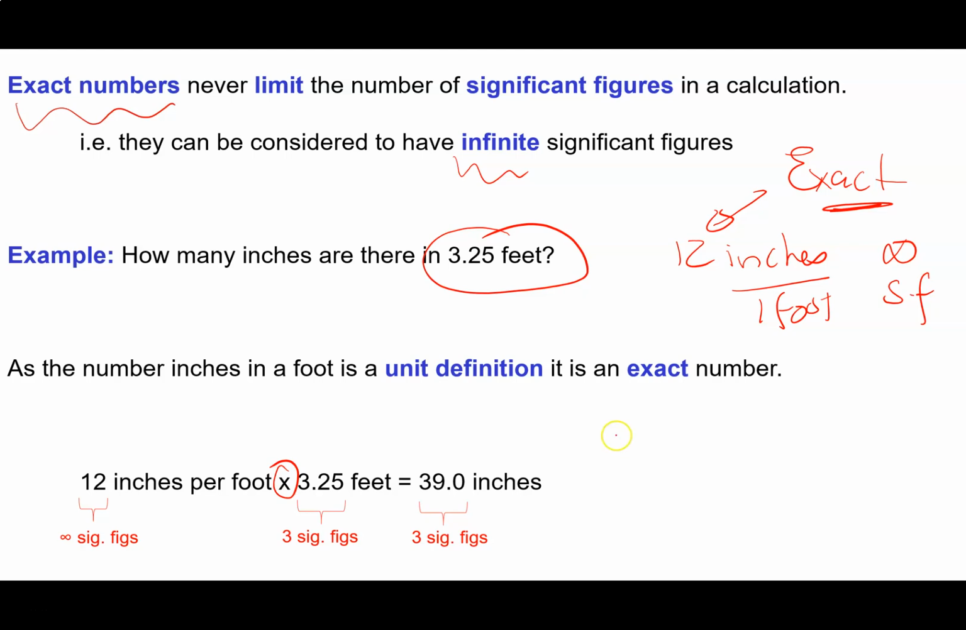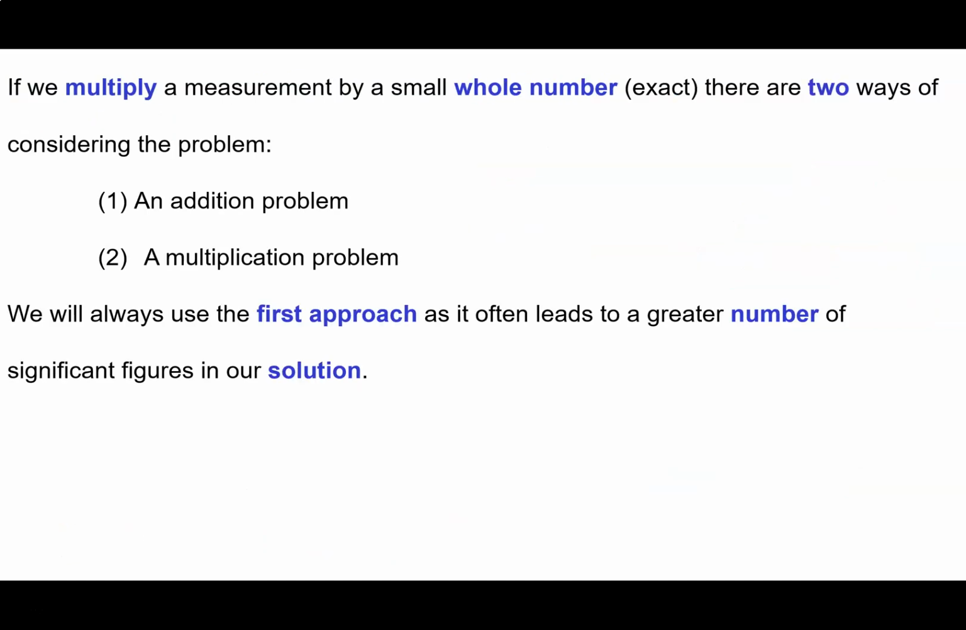So we're doing multiplication, and we know that for multiplication or division, we have to go with the sig figs in the number with the least number of significant figures. Now, 12 inches per foot is a unit definition. It's exact, so that means it has infinity significant figures. But 3.25 feet is a measurement, so it has 3 significant figures, and so that means that our answer will have 3 significant figures, right? So you can just ignore the sig figs of your exact numbers. They're not going to affect anything.